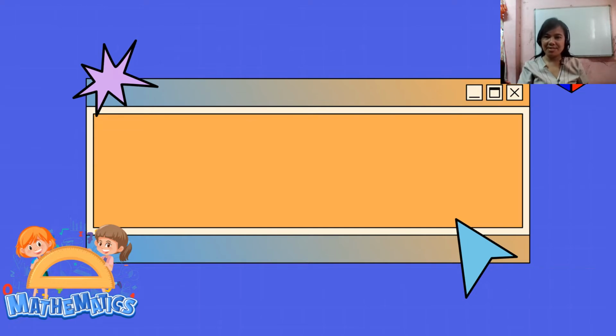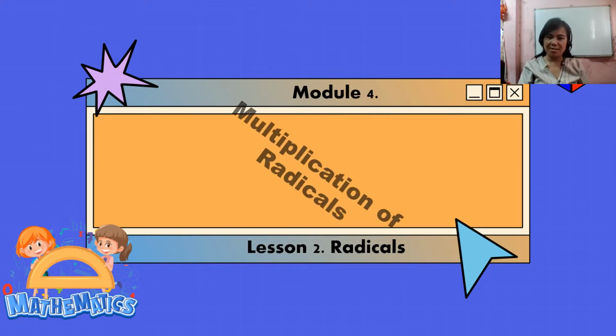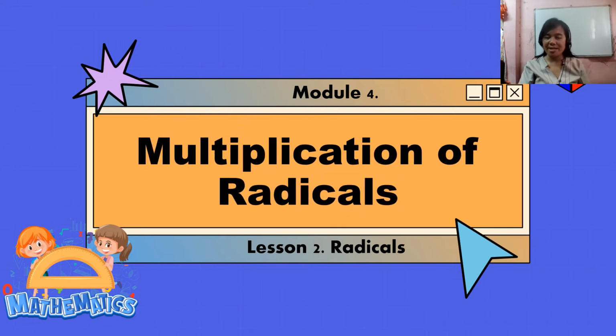Everyone. So this is multiplication of radicals. So paano ba mag-multiply ng radicals? So let's go.